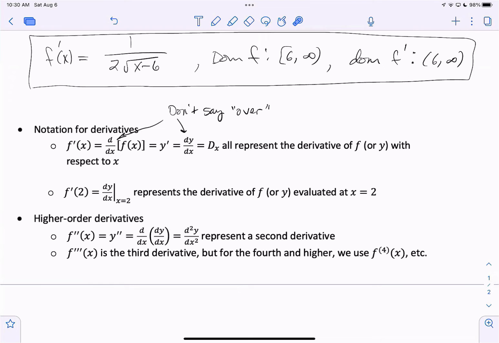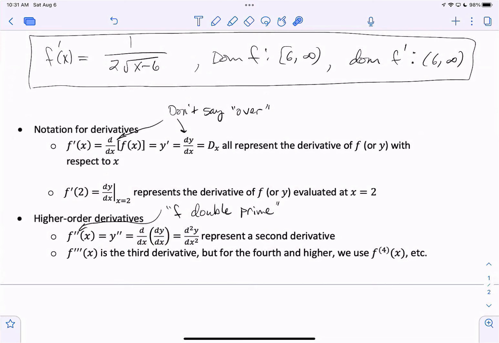If I've taken a derivative twice, I'm going to denote that using two apostrophes, f double prime. We don't really say f prime prime unless you're just trying to have fun. So f double prime of x is y double prime. This one's a little interesting: d/dx of dy/dx. So what we're saying is I'm taking a derivative with respect to x of the derivative of y with respect to x. Inside the parentheses, we're saying I've already taken a derivative, and then outside, we're saying now I'm doing it again, both with respect to x.